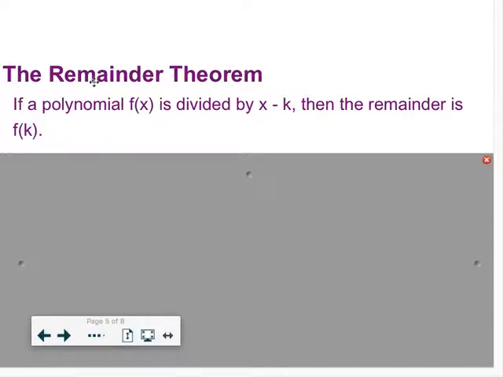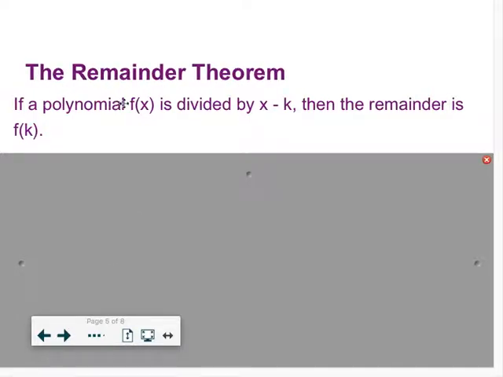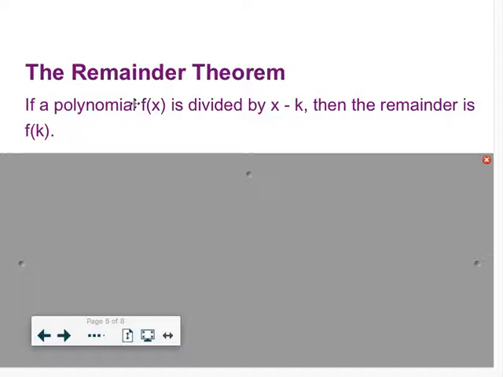All right, next we're going to talk about the remainder theorem. Everything in this section sounds worse than it is.